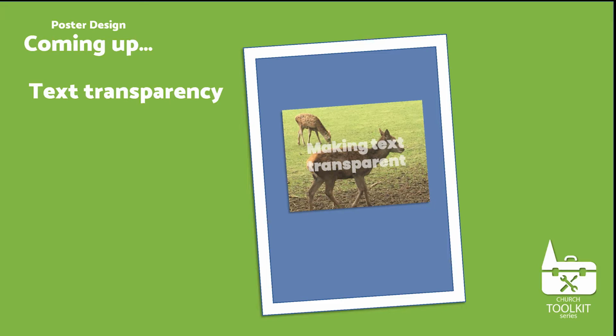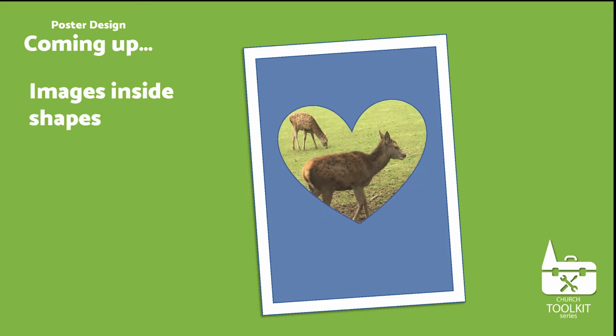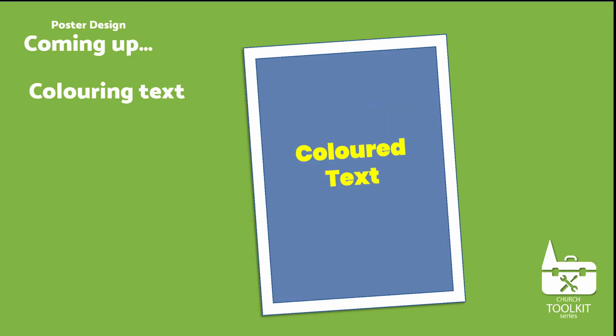somewhat transparent, so there's a level of opacity that you can see through the text. Creating images inside shapes, which is how we've done the images of the speakers in a circle, and just colouring text, and how to give text the same colour as your logo or a set of colours that you've been given or designed yourself.